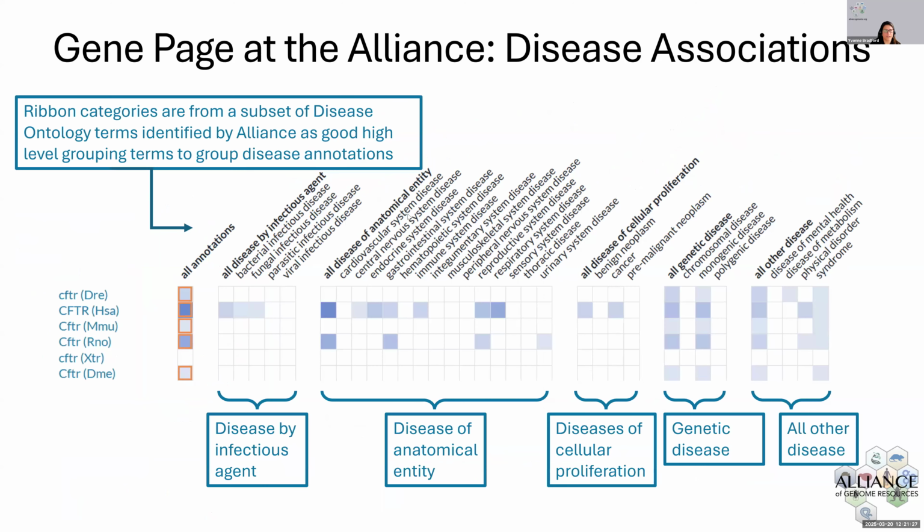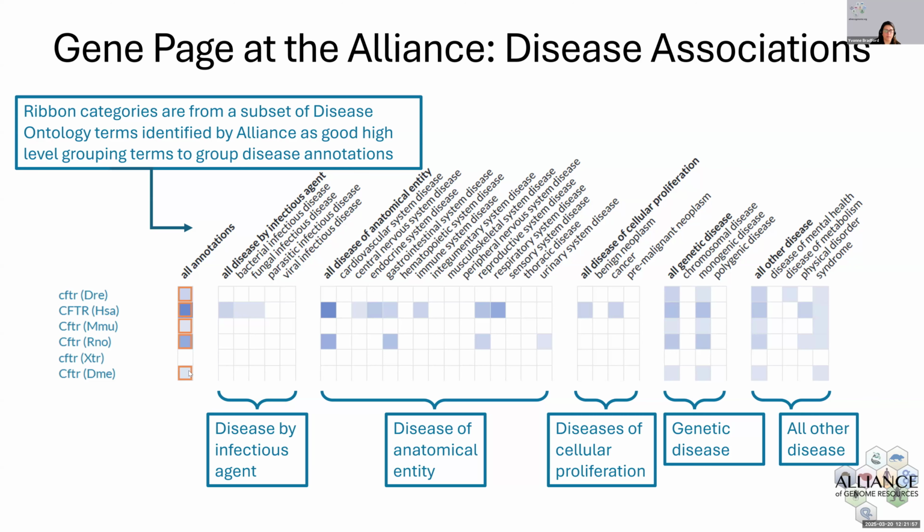So the ribbon categories are derived from a subset of gene ontology terms identified by the Alliance as good high-level grouping terms to group disease annotations. So our groups are disease by infectious agent, diseases of anatomical entity organized at the system level, diseases of cellular proliferation, genetic diseases, and then all other diseases.